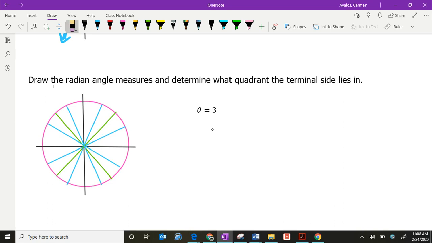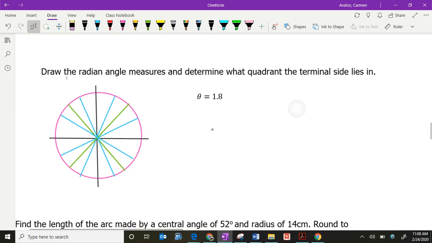But I know that pi over 2 is equivalent to approximately 1.5, very close to 1.6. And I know that this here is approximately 3.14. So 3 radians is going to be right about there. So this one here is in quadrant 2. So I know that that's where it's falling.